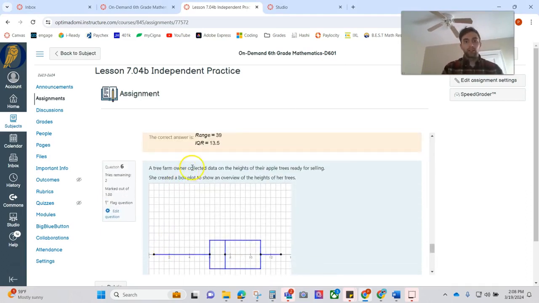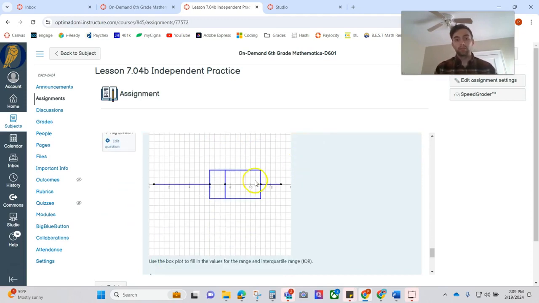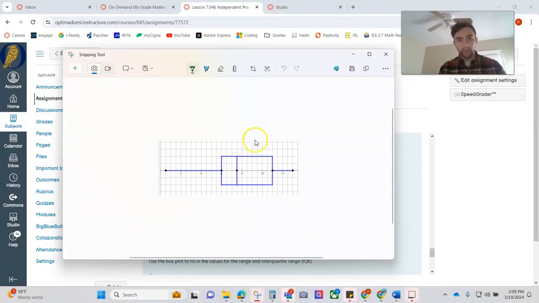A tree farm owner collected data on the heights of apple trees ready for selling. She created a box plot to show an overview of the heights of her trees. Let's find the range. To find the range, we do the biggest number minus the smallest number. What is our biggest number here? Not 12. Looks like every tick mark is half. So 12, 12 and a half. So 13 looks like the biggest number.